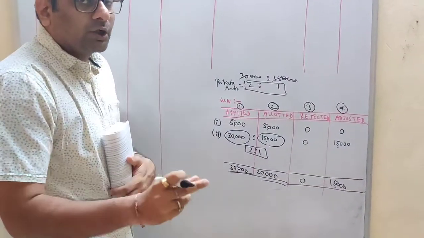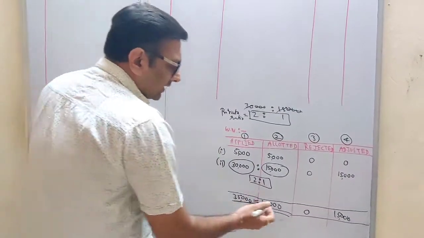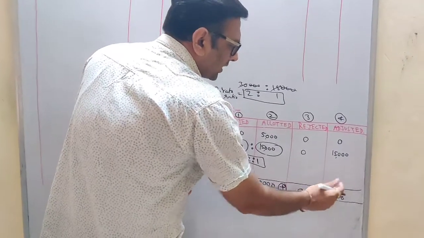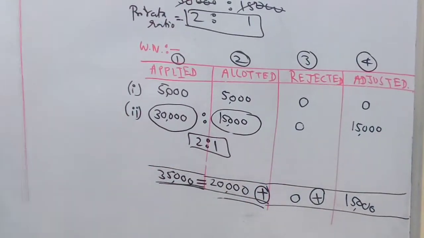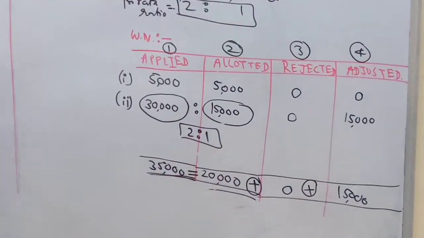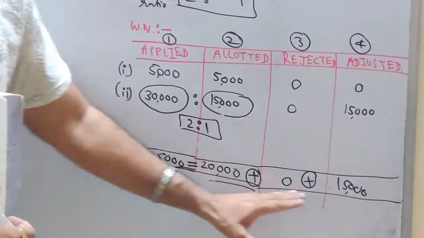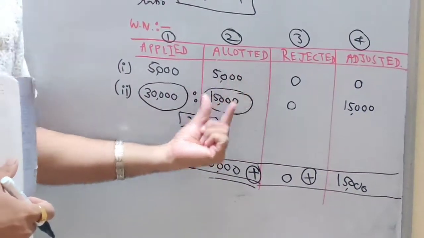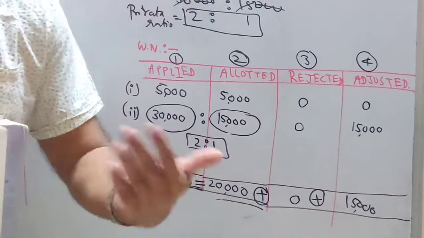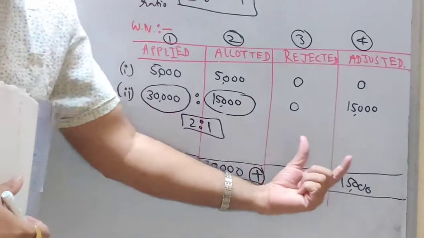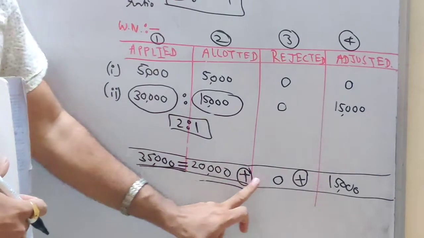Now one more important part of making this table: your first column should always be equal to the addition of the rest of the columns. So you can cross check whether you have done your table correctly or not. If this equation is not satisfied, it means you have made some mistake while making the table. So at the end of the table, you can cross check whether you have understood the question correctly or wrongly. So 35,000 must be equal to the addition of this.